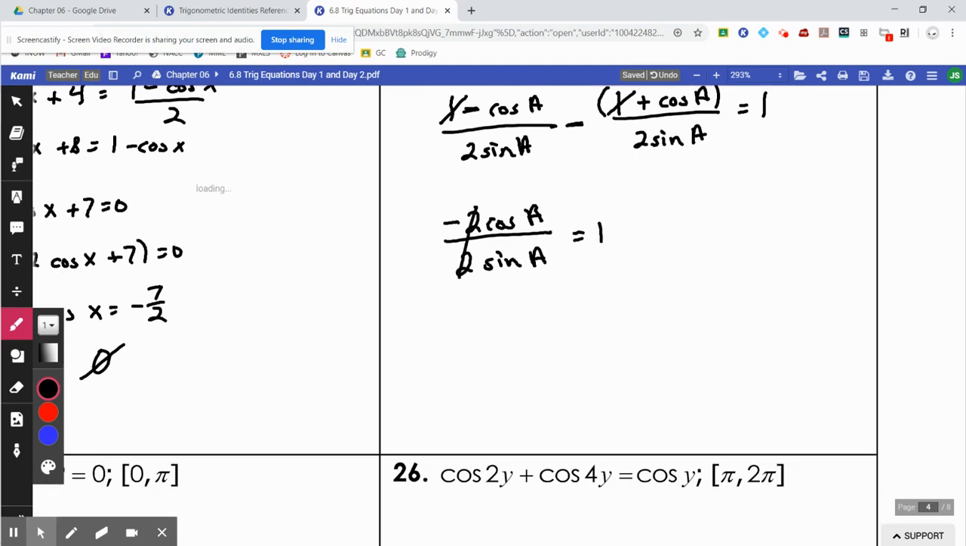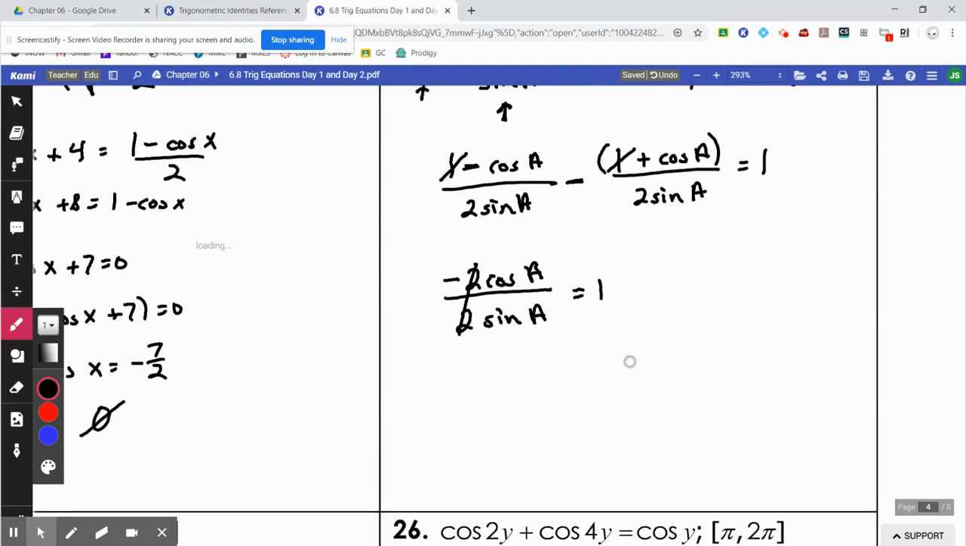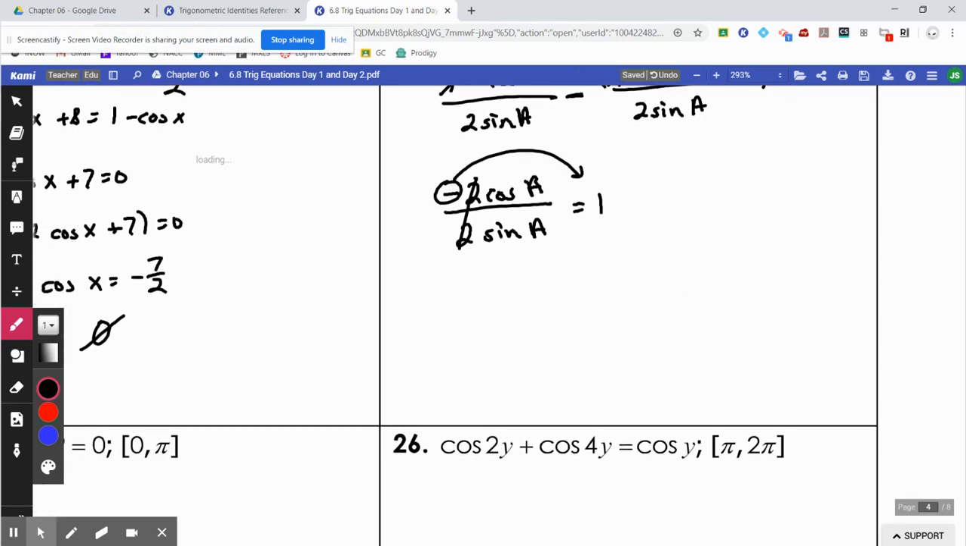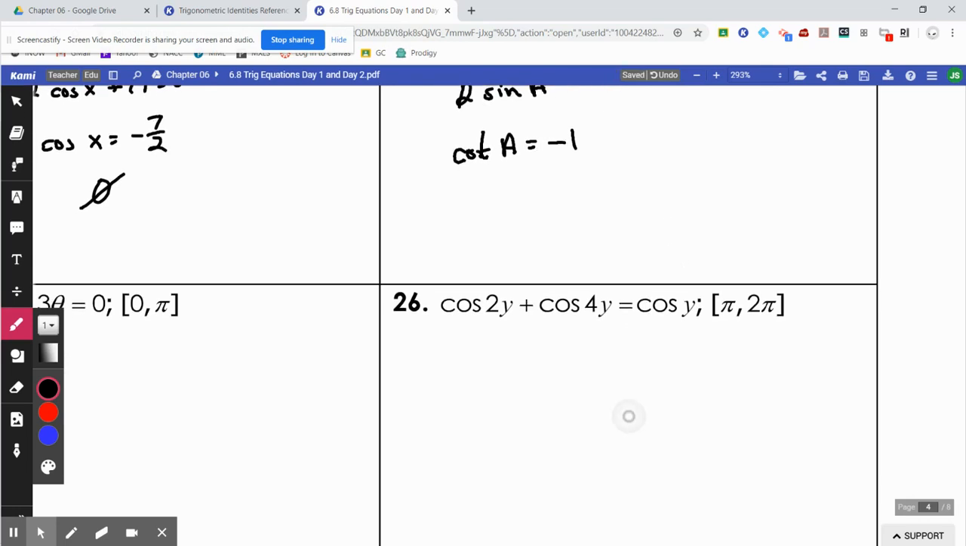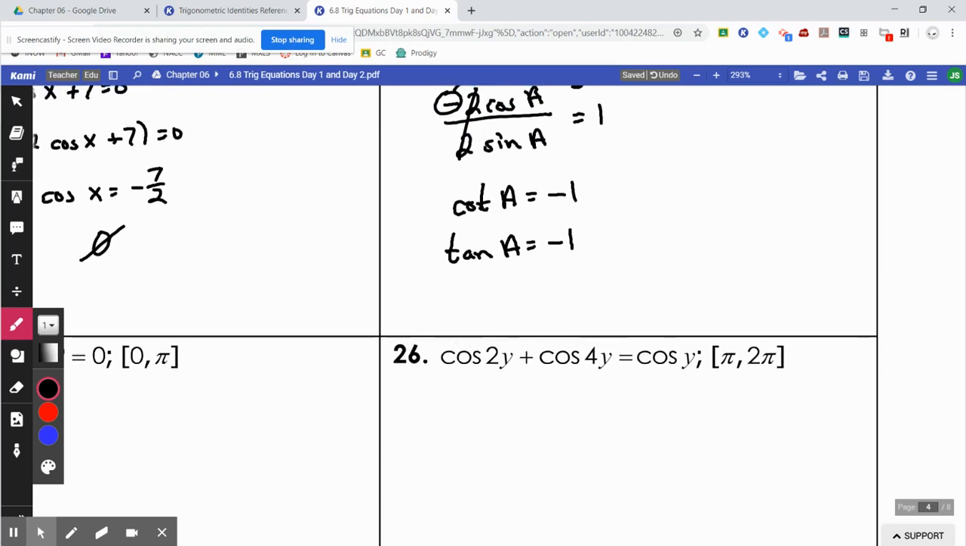The 2 and the 2's cancel. I'm actually going to take this negative, move it to the other side, and you've got cosine A over sine A, which is actually cotangent of A, is equal to negative 1. Again, we don't like working with cotangent, so instead let's work with tangent. So tangent would be the reciprocal of negative 1, which is also actually negative 1.